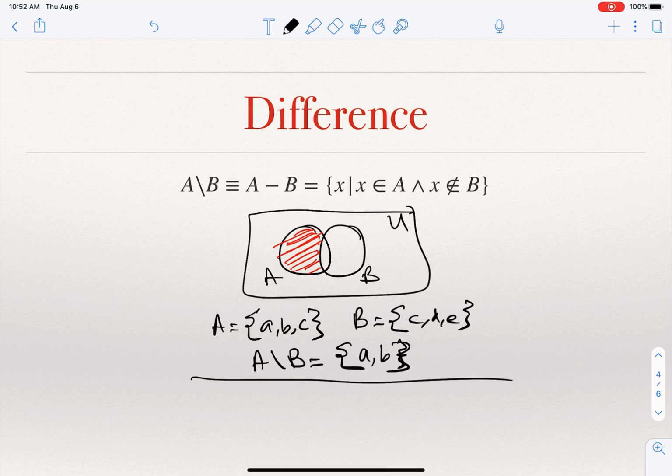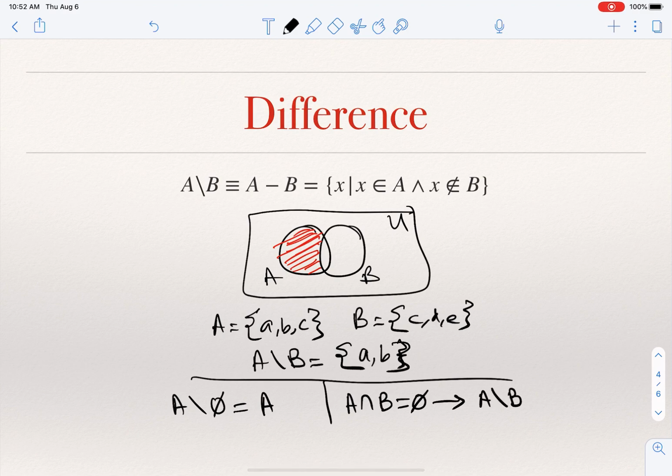In particular, if I take A to be whatever set and I subtract from it the empty set, this gives me A because I am removing no elements from A, right? So A minus the empty set is A. And also if you think about it, if we have two disjoint sets, so if the intersection of A and B is empty, this implies that A minus B is A, right? Because if they are disjoint and I want to remove all the elements from A that are also in B, then I'm not removing any elements because there are no elements that are in A and in B. Okay, so this is the difference.